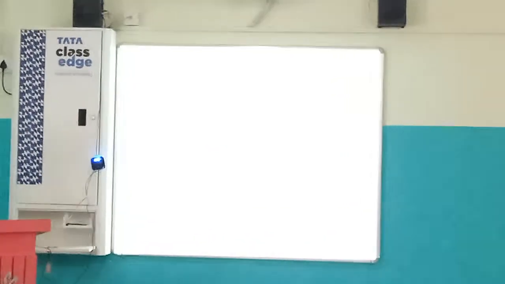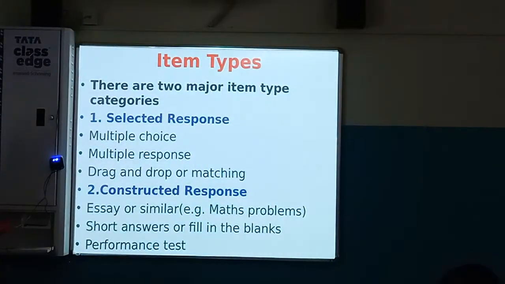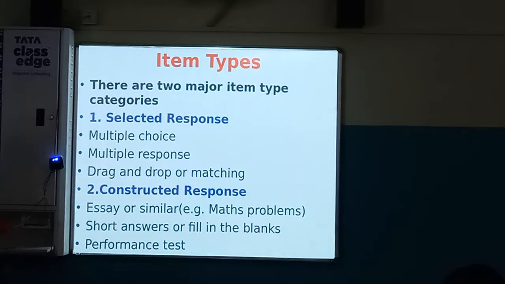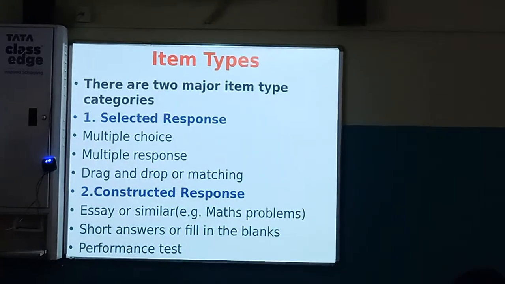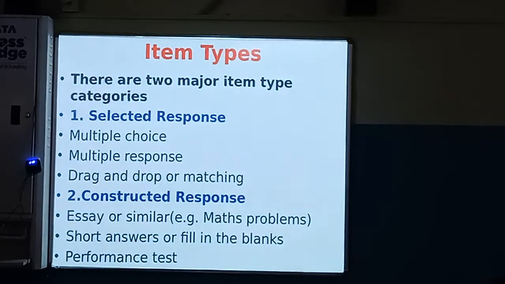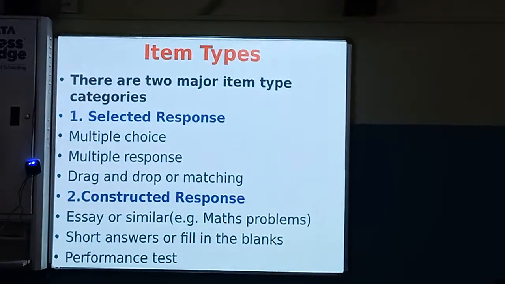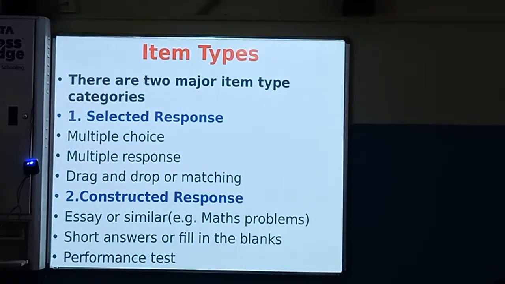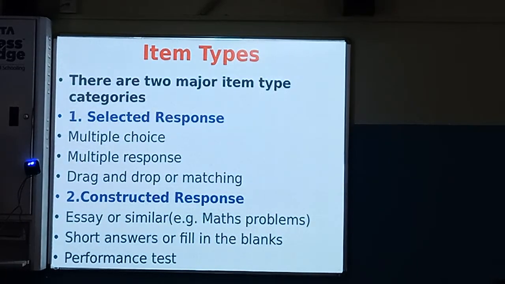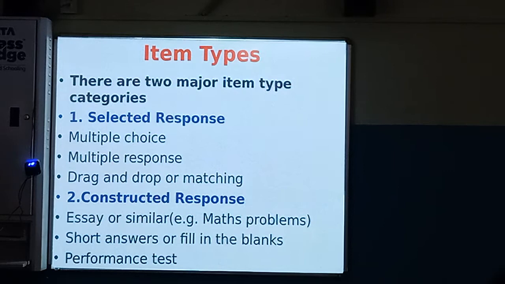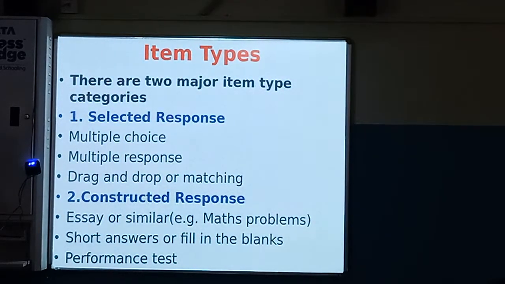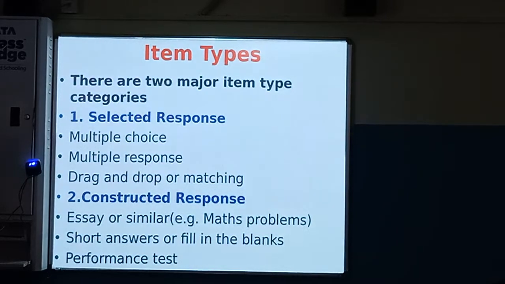Now next is the item types. There are 2 major item type categories. The first is selected response, in which we need to select the response. For example, multiple choice questions are in the category of selected response. Then we have multiple response, more than one answer, and drag and drop or matching type questions. There are 2 columns in the matching type, one is the question part, another is the answer part, and one part is matched with the second part. These are in the category of selected response.